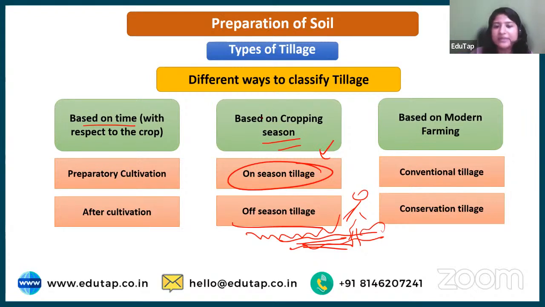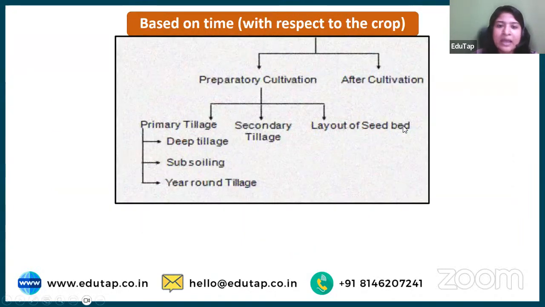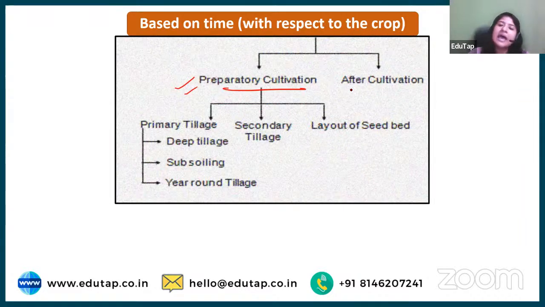ठीक है, तो ये तो मैंने यहीं पे समझा दिया क्रॉपिंग सीजन के बेस में. Now these two are things that we have to consider based on time, before or after, or based on the modern farming system, whether it is conservational or conventional. ठीक है, अब देखो बेस्ड ऑन टाइम, इसको समझते हैं. Based on time means we have to understand preparatory cultivation before you have sown the crops and after cultivation, after you have sown the crops.